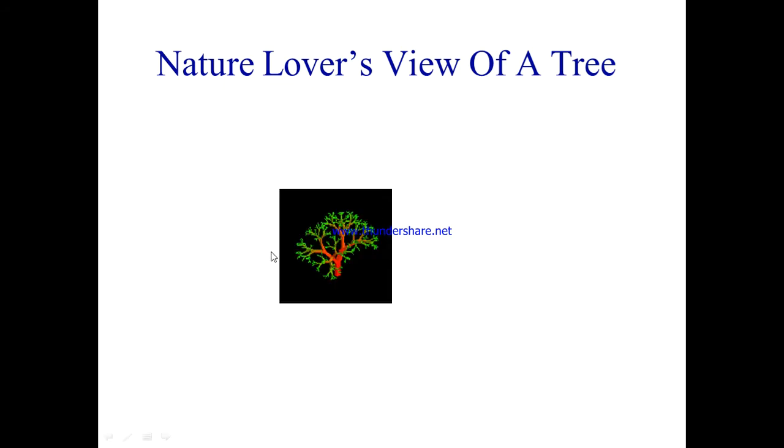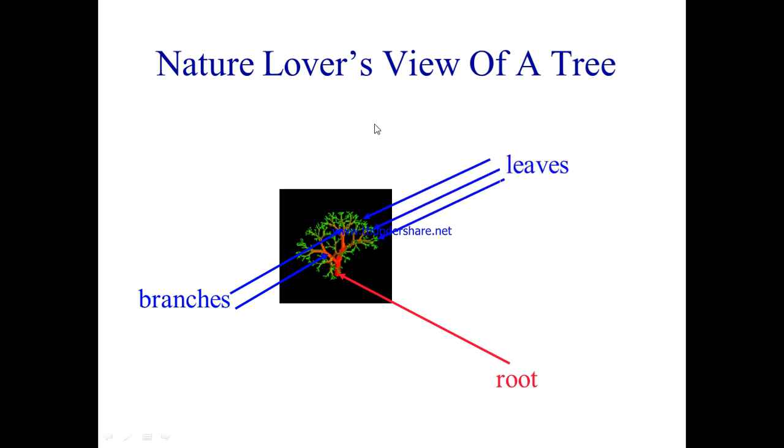Coming to the natural view of a tree, how are we representing a tree in nature? See here, there is a tree. What are the main parts we represent? We will have a root, from where the tree is going to grow. Then the branches, you'll have a number of branches, and then you'll have leaves. So in nature, the tree is defined as a root, and from there the tree will grow, with a number of branches and a number of leaves.